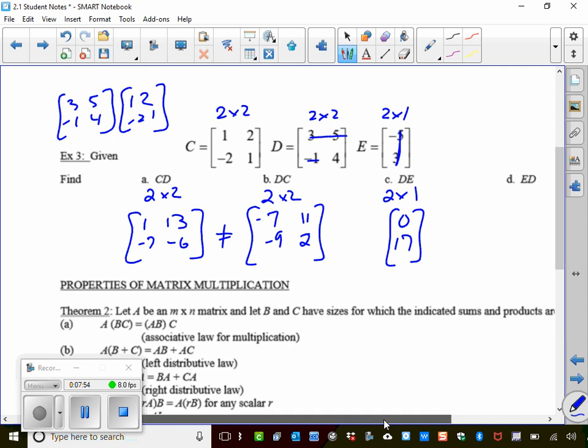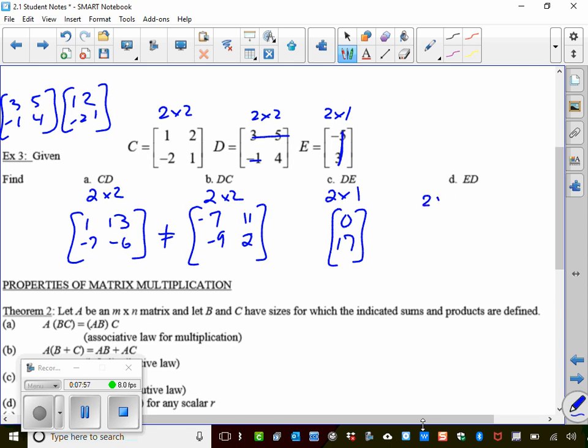All right, and I try to do E times D. Well, E is a 2 by 1, and D is a 2 by 2. So that is not possible.